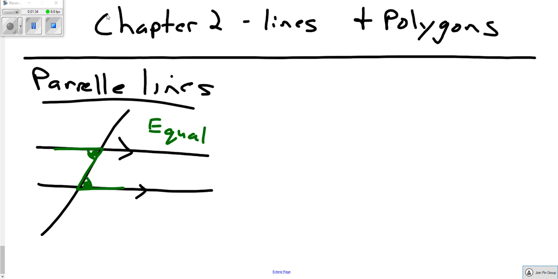All right. Then there's also Z's and C's when you're doing this stuff, right? And then when you look at the C's here, what do you know about these two angles? They combine together to make up a total of 180 degrees. They add up to 180, yes.